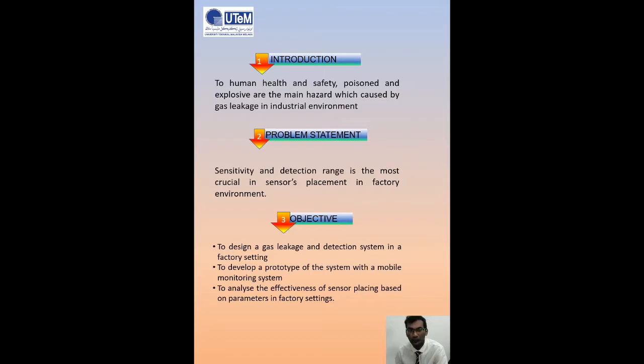To solve the problem, a few objectives must be achieved. Our first objective is to design a gas leakage detection system in a factory setting. The next objective is to develop a prototype of the system with a mobile monitoring system. The last objective is to analyze the effectiveness of sensor placement based on parameters in factory settings.